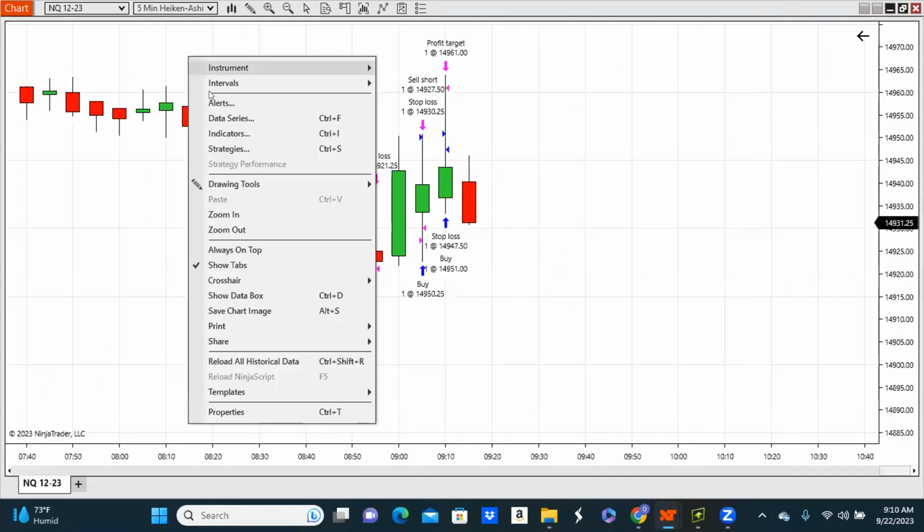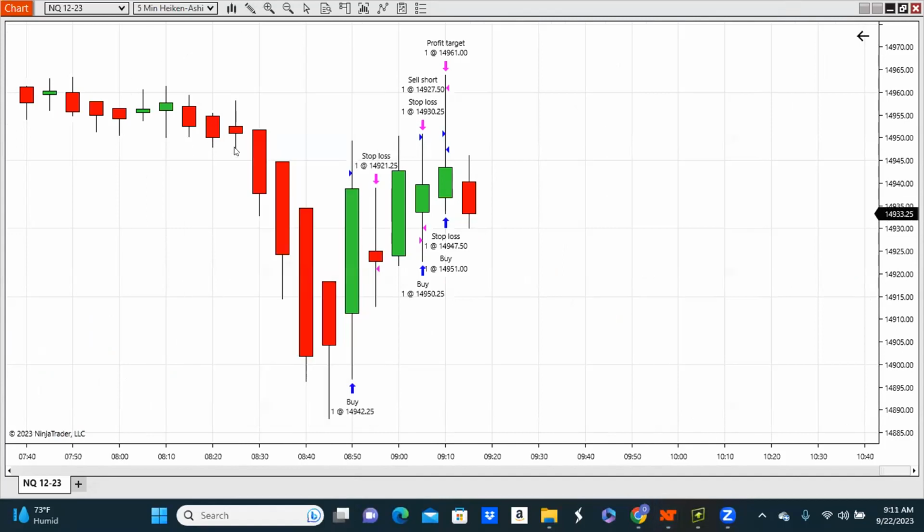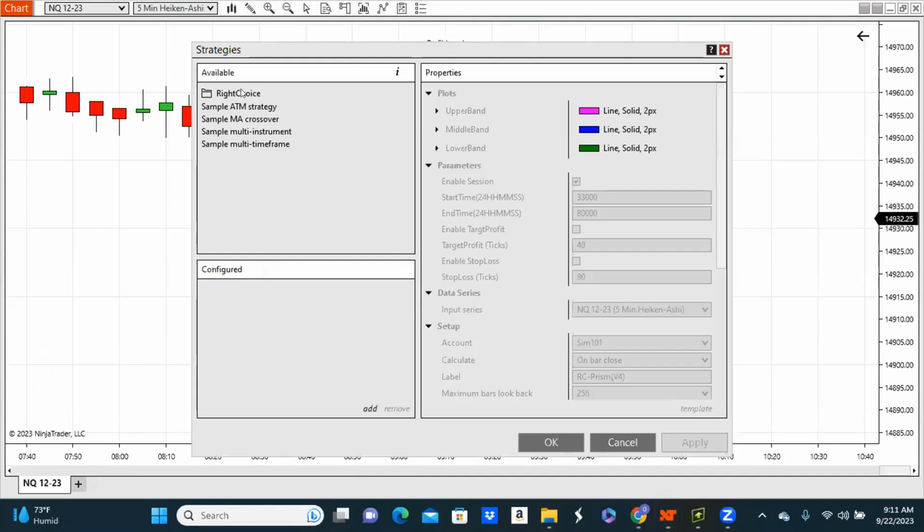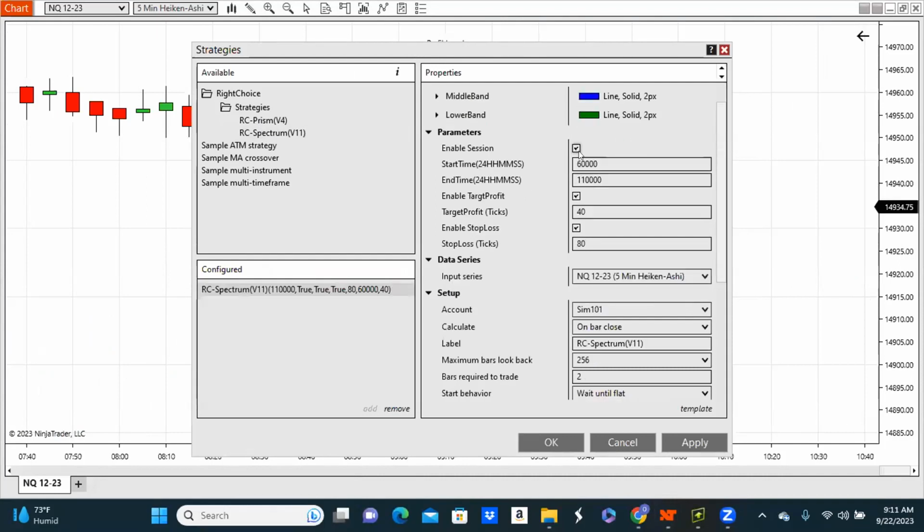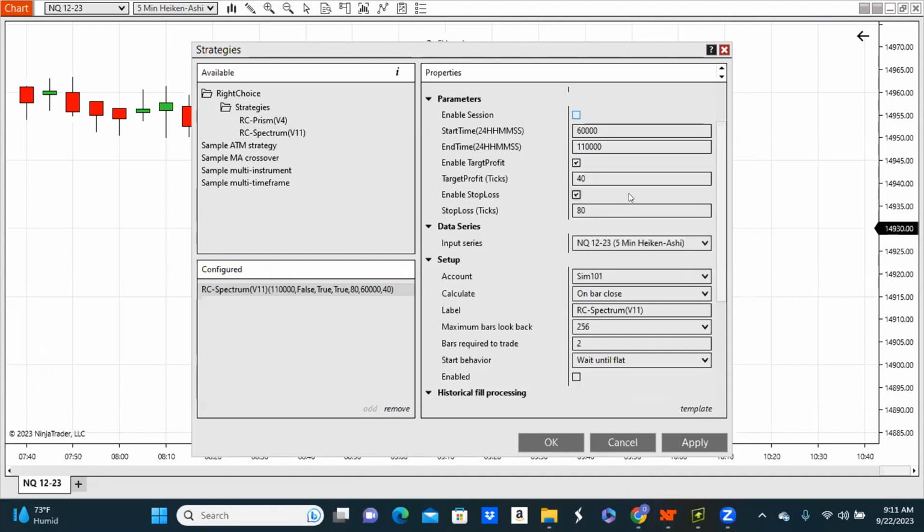Generally, 8:30 to 9 is a time frame which is very, very volatile. There will be a lot of ups and downs in the market. So generally, it is always better to avoid that 8:30 to 9 because it will be very quickly going up and down. So that's why generally 9 to 10 is the best time to use.